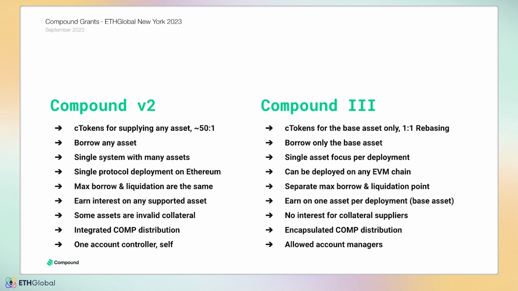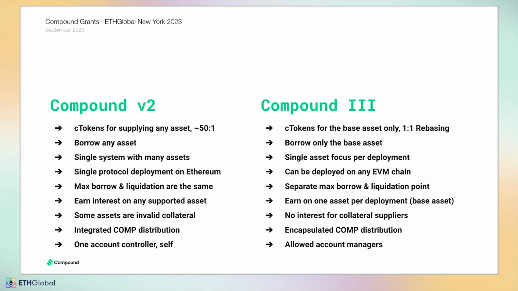In Compound V2, you can earn interest on any supported asset, but in Compound V3, you can only earn interest on one asset per deployment, and that's the base asset. In Compound V2, there are some assets that are not valid collateral. They can't be used as collateral to borrow other assets. And in Compound 3, there is no interest for suppliers of collateral. Collateral is only used as collateral in Compound 3.